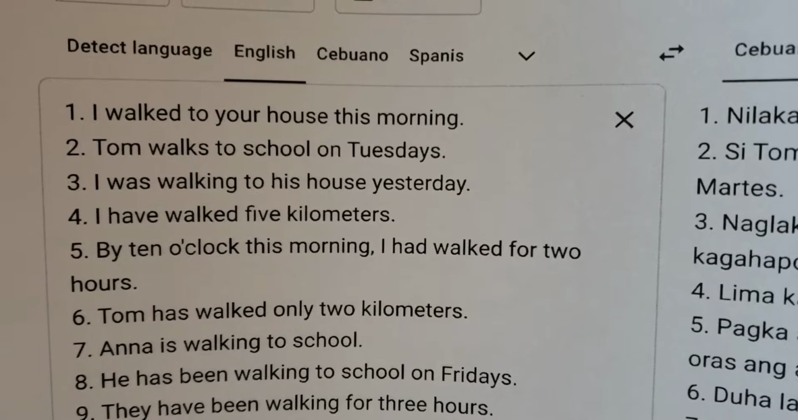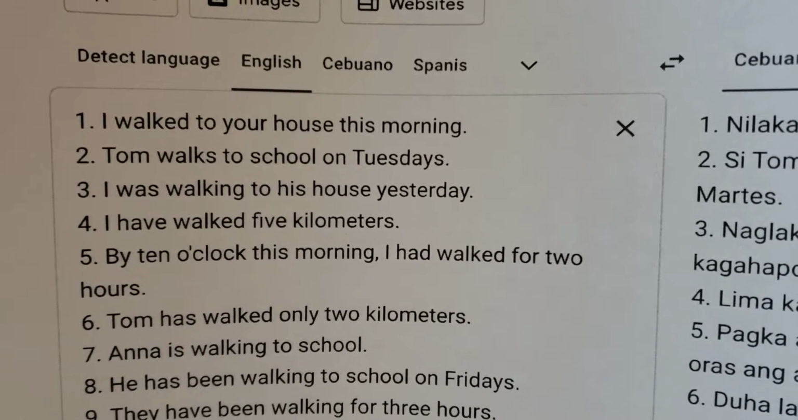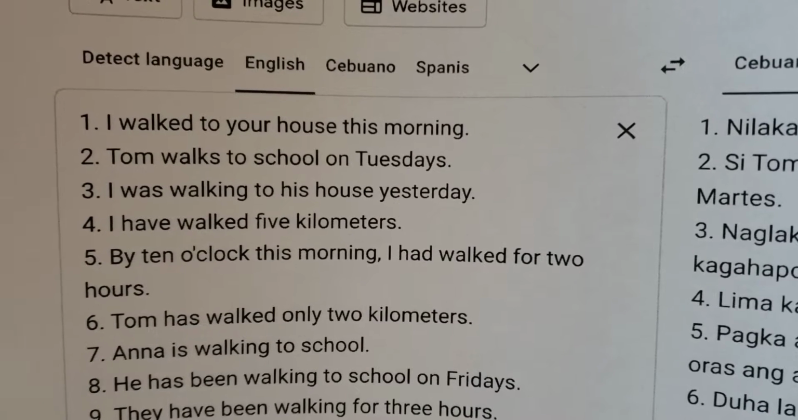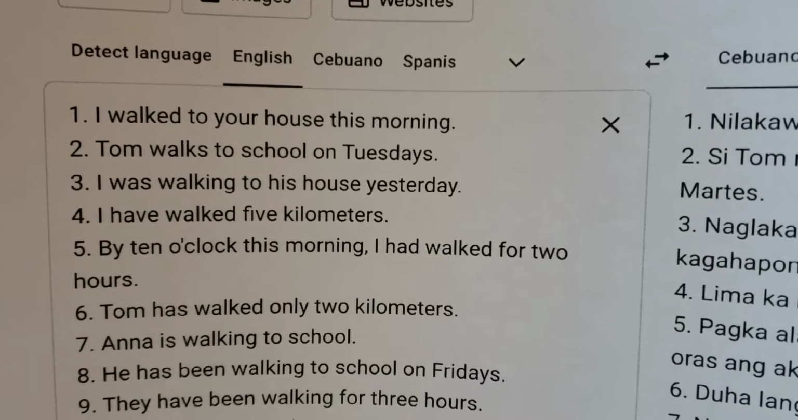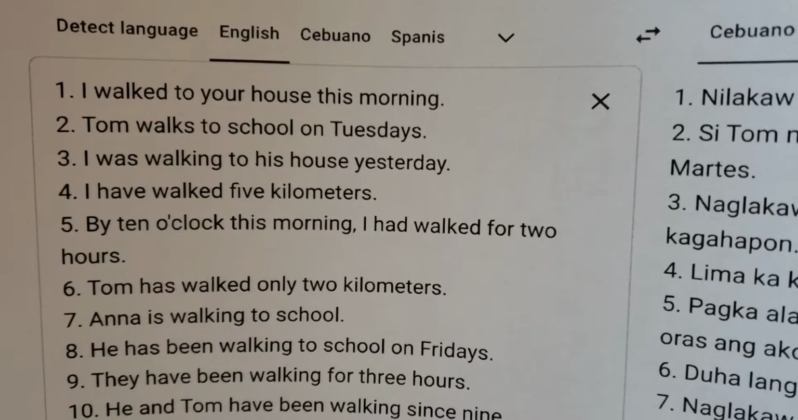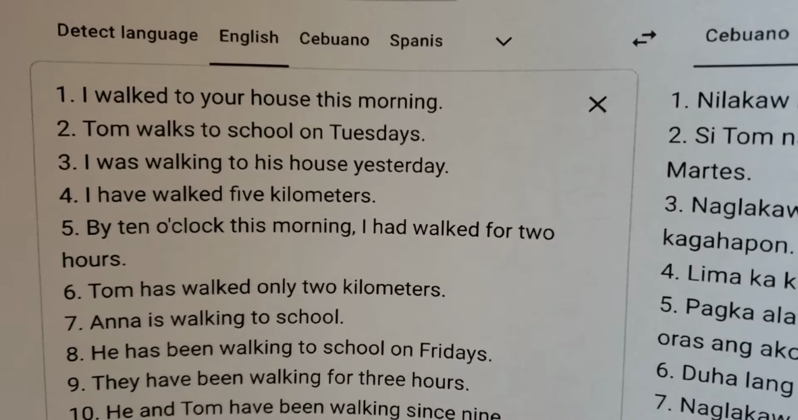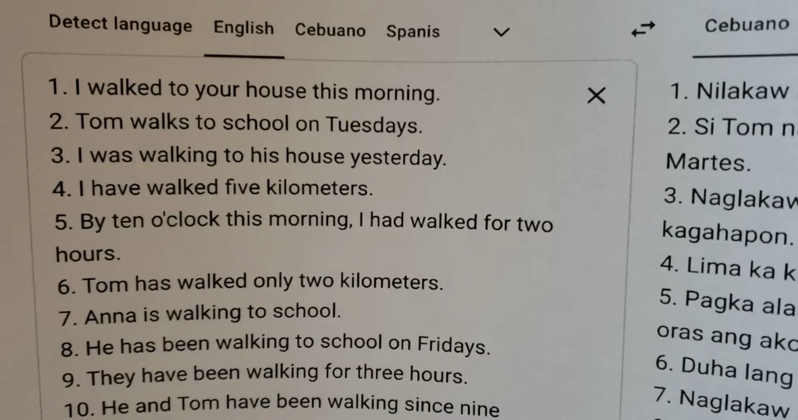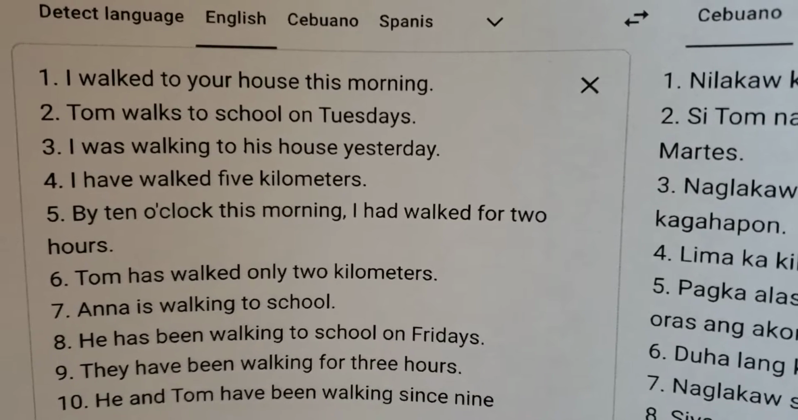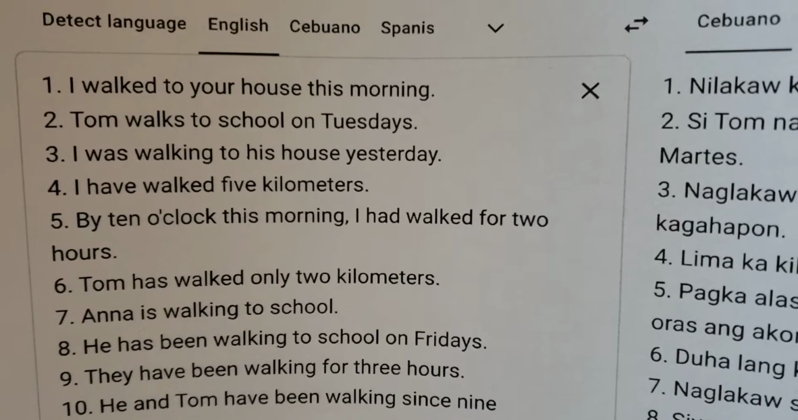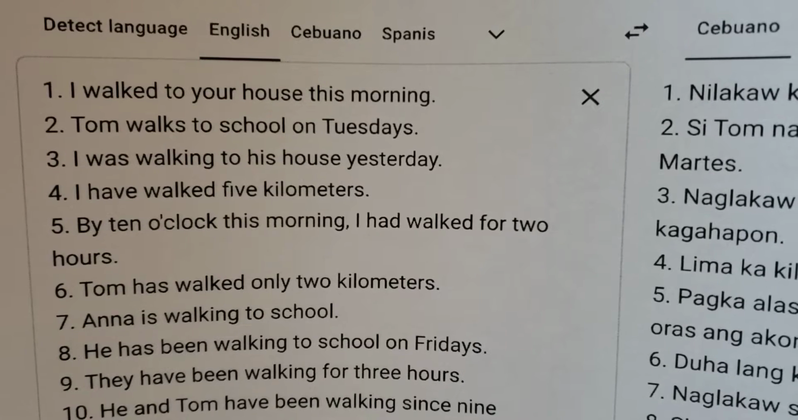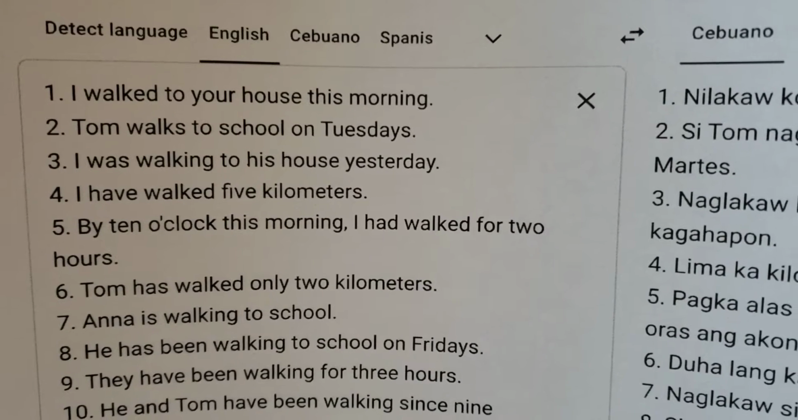Number five is an example of past perfect, an action occurring before a certain time in the past. So let's say it's midday. We're talking about something that happened at 10 o'clock earlier in the morning. By 10 o'clock this morning, I had walked, so we'll say had walked for 2 hours. Again, that is past perfect tense, an action occurring before a certain time in the past.